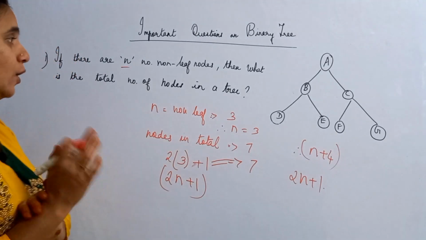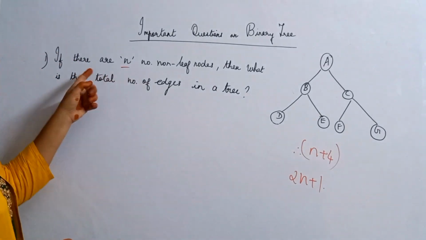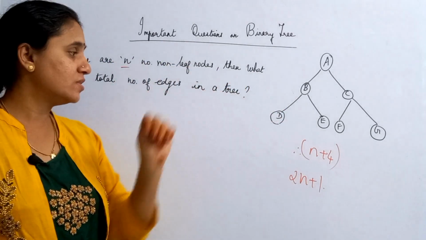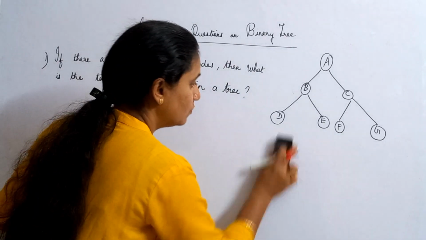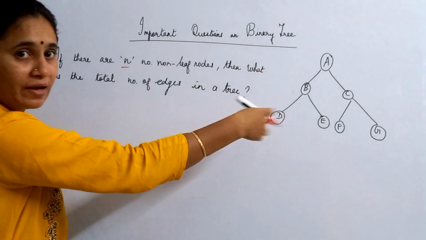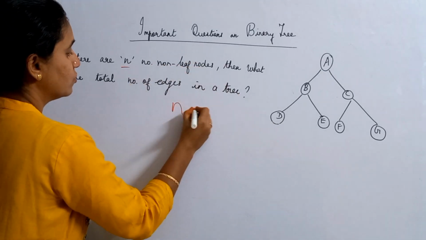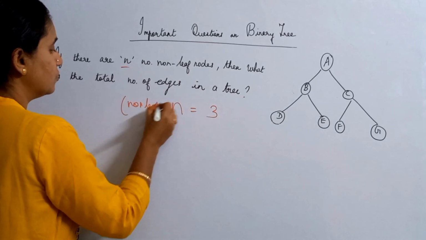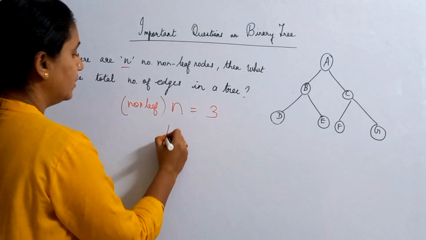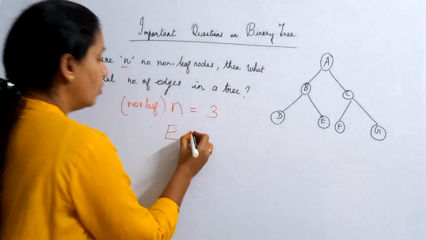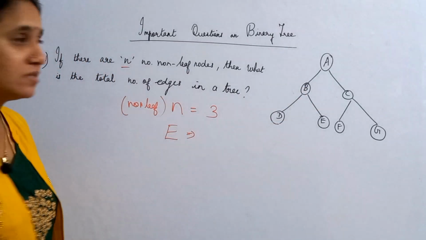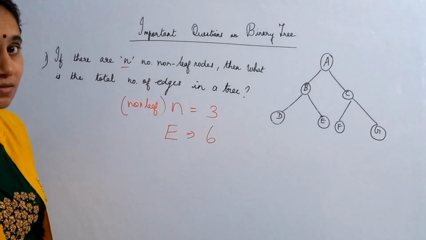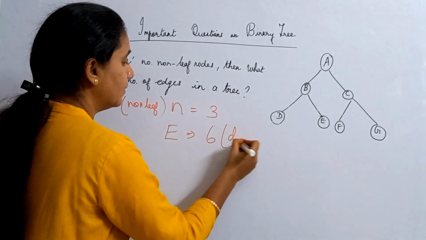Okay friends. Now this is the next possible question. If there are n number of non-leaf nodes, then what is the total number of edges present in a tree? Okay, can you just find the answer for this one? So, according to this diagram, what is the total number of non-leaf nodes? So, we are taking it as n. Okay, so n is non-leaf, isn't it? So, I must find the number of edges in a tree. According to this question, how many edges are present? 1, 2, 3, 4, 5 and 6. We have 6 edges according to this diagram.